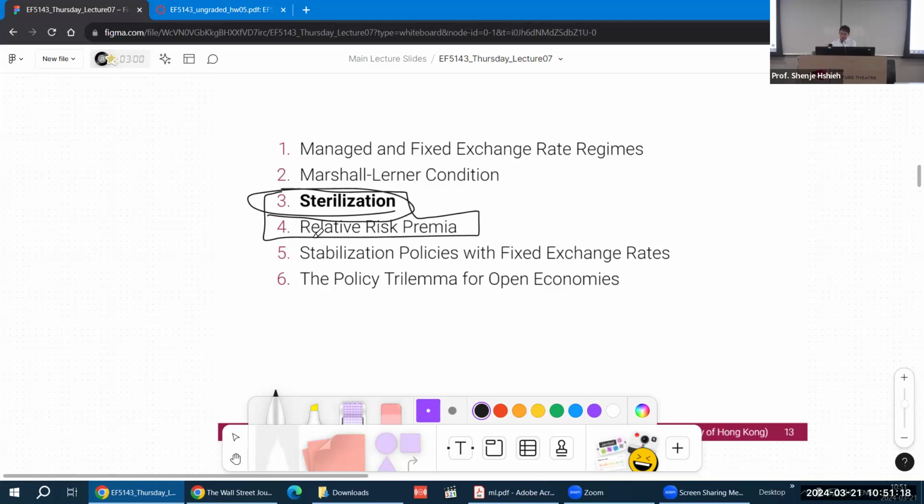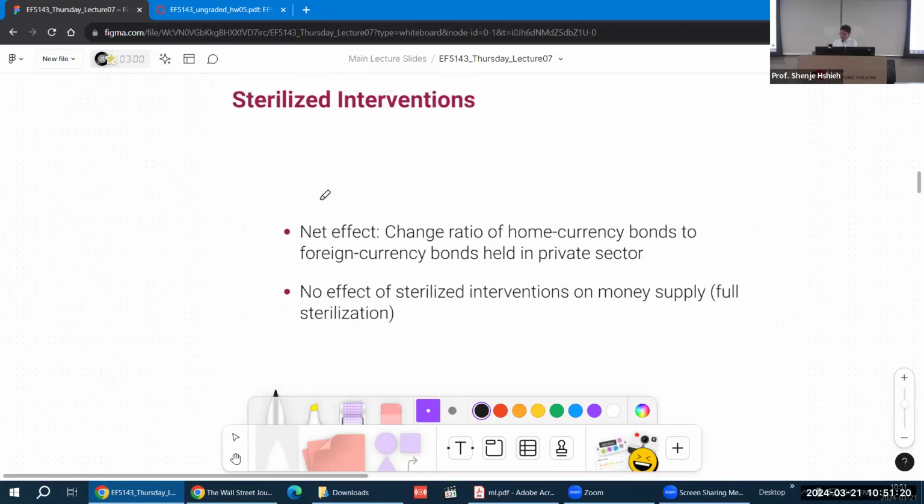So let me show you what that looks like. Sterilized intervention has a net effect of zero change in money supply. So no effect on money supply if it's fully sterilized, okay? All we're doing is changing the proportion of domestic and foreign assets that is being held by the private institutions or households.